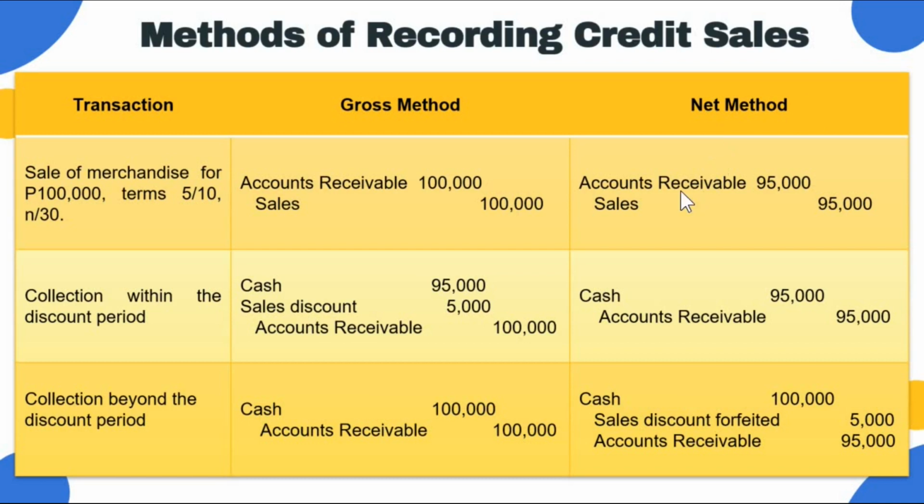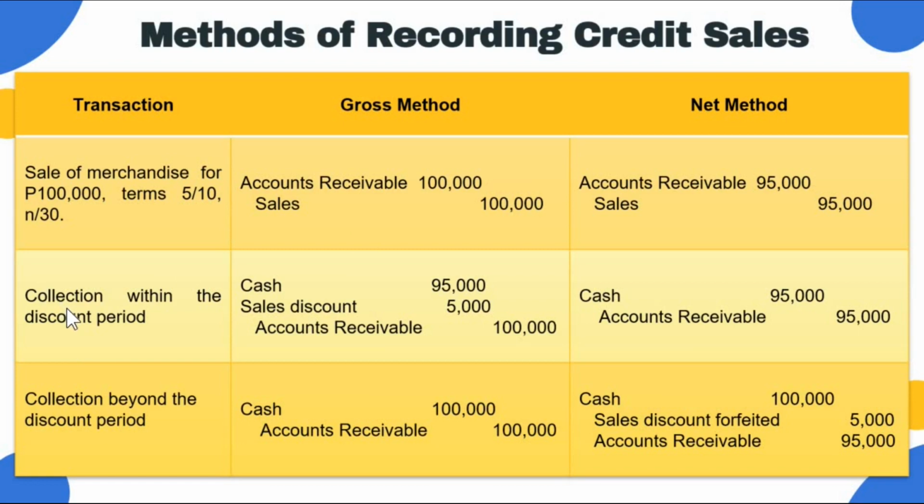But under the net method, the same accounts lang. So debit accounts receivable, credit sales, but take note of the amount. So we already deducted the 5% na discount. So 100,000 times 5%, that's 5,000. So ni-net out na natin doon sa 100,000.